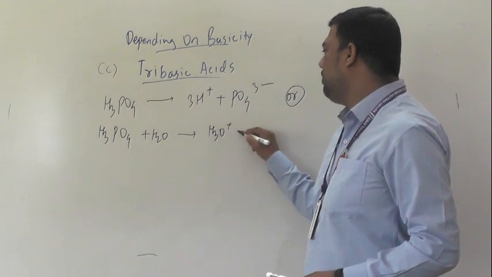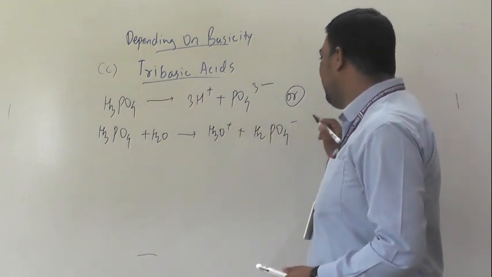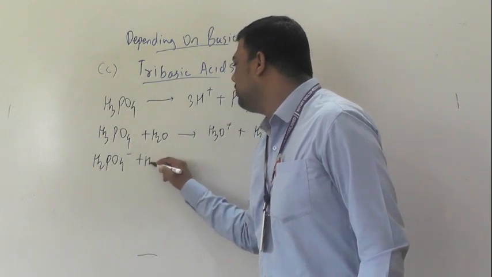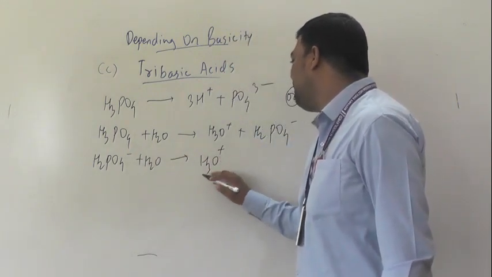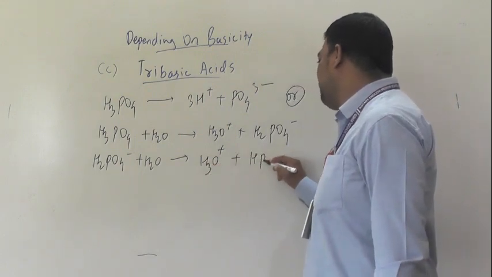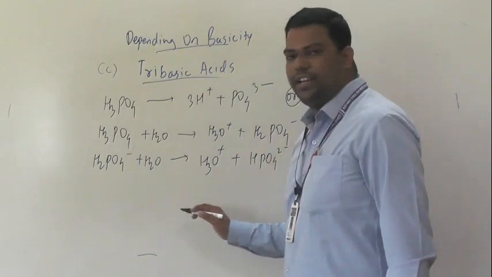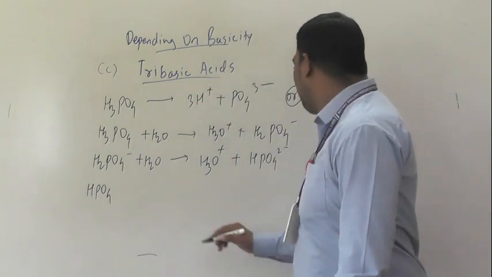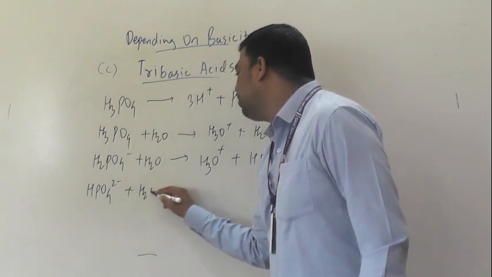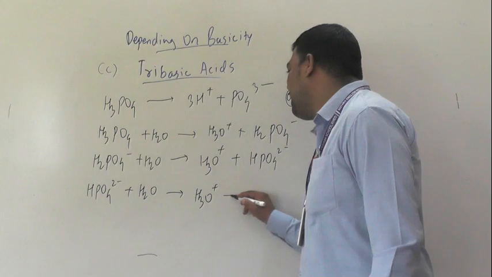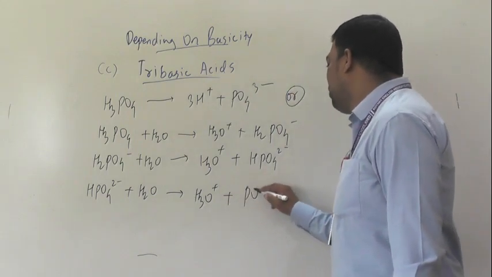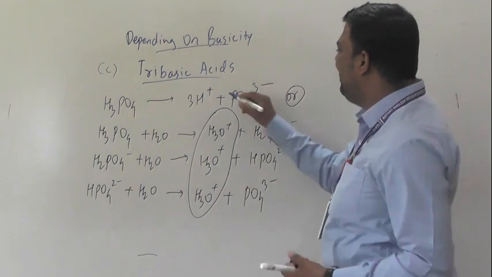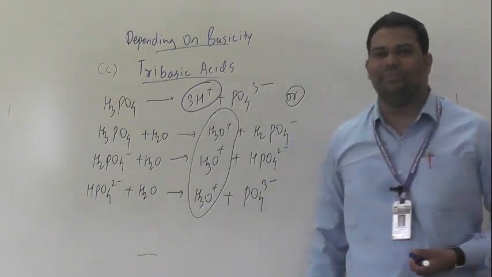This gives H3O plus plus H2PO4 minus. Then this contains hydrogen, so it will further react: H2PO4 minus plus H2O, again acid and base, gives H3O plus plus HPO4 2 minus, and again it will react. HPO4 2 minus plus H2O gives H3O plus plus PO4 3 minus. So see, these 3 H3O plus ions, and here also 3 H plus ions, meaning it is tribasic.